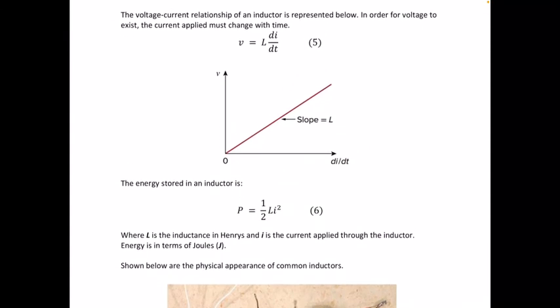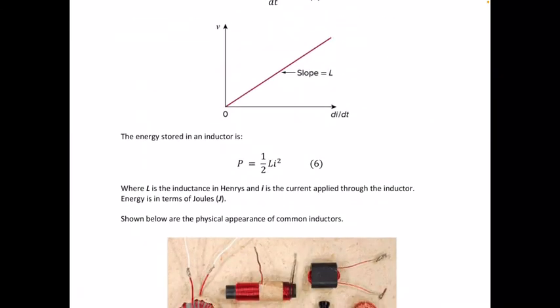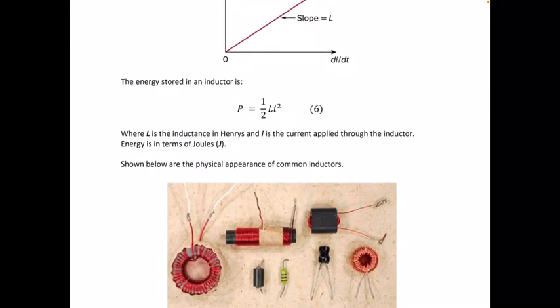That we will further discuss over here. But for now, let us learn that the energy stored in an inductor is equal to 1/2 Li squared, in which L is the inductance and I is the current applied to the inductor. And then once again, similar to capacitors, energy stored by inductors is measured in joules or J.